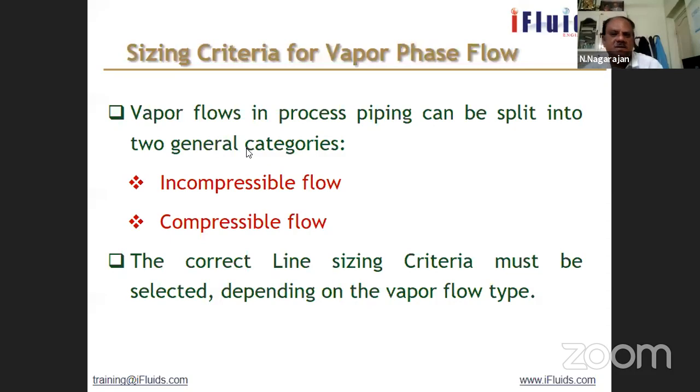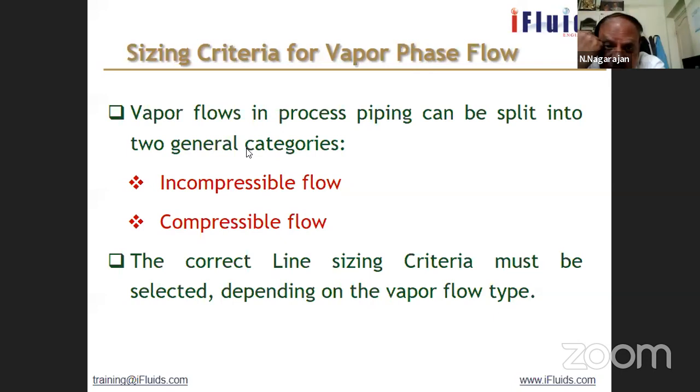Vapor flow, now liquid flow we have seen. For vapor flow in piping, we have two categories: incompressible flow and compressible flow. You all know vapors and gases are compressible fluids. You can compress them into a smaller volume with high pressure, whereas liquids are incompressible. We can only pump them, but you cannot compress a liquid into a smaller volume.